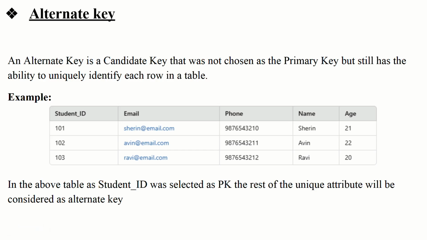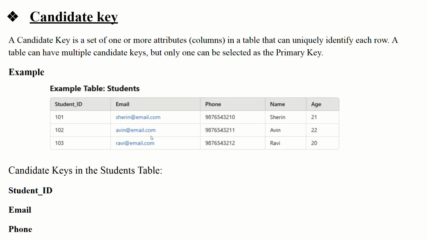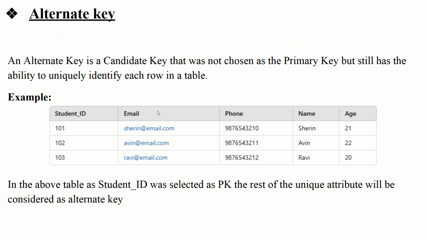The alternate key, from the name itself, is very clear, because from this example, all of these, from student ID to phone, were candidate keys. Now, student ID I chose as the primary key. The remaining ones, which means email and phone number, act as alternate keys. Likewise, you need to understand.